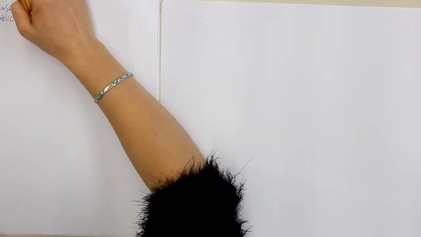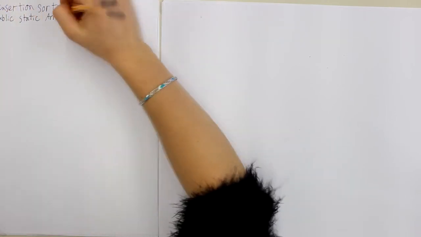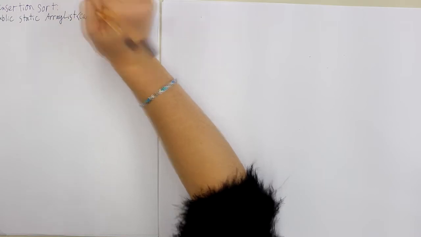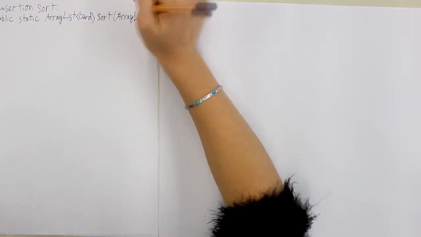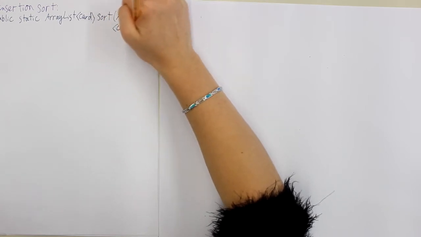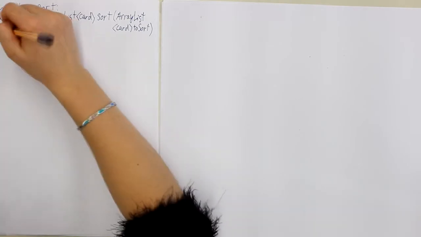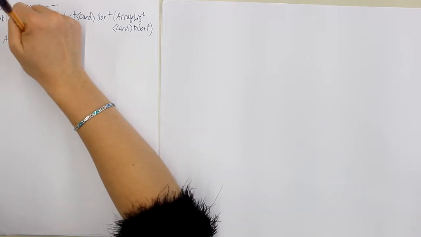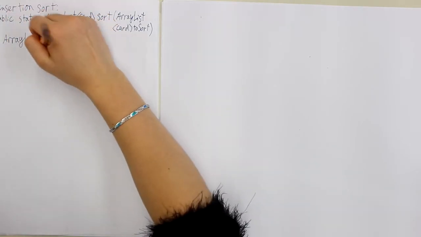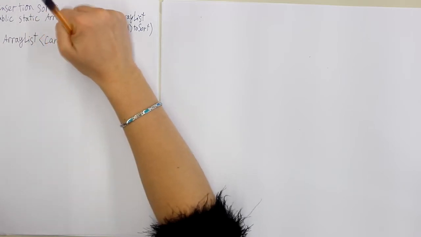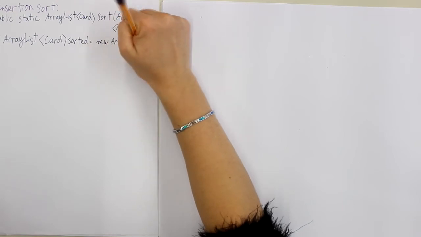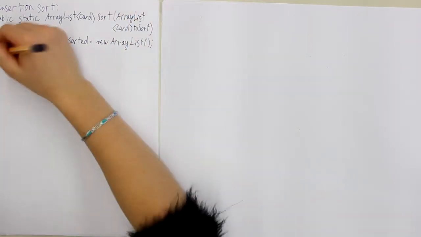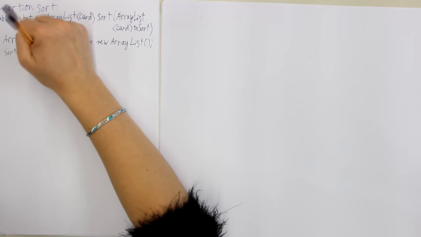So you would start with the helper method, public static ArrayList of Cards, sort, which takes an ArrayList of Cards, which we'll call toSort. So this is a method that will take an array list and give one back. First of all, you start by creating an ArrayList of Cards, which we'll call sorted, which is simply an empty array list. And that's where we'll put the list that is sorted as we create it. So you can start by adding the first item of toSort into the list sorted.